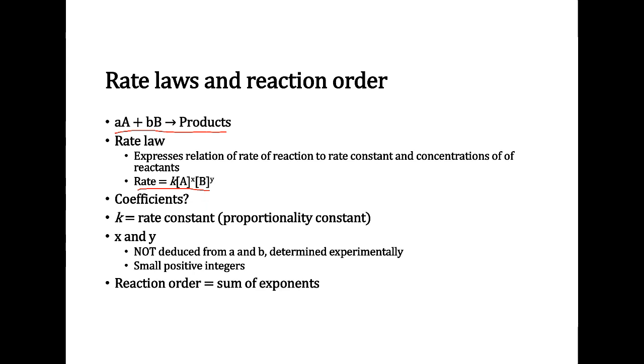Well, how do we get those exponents? Well, we aren't going to get those exponents from the coefficients, okay? So the coefficients in general will not be the same as the exponents. If they are, it's just by coincidence. So just because you have a reaction that says 2A plus B yields products, you can't write the rate law as this. You can't say, well, judging by the coefficients, the rate is equal to the rate constant times A squared times B. That would be incorrect.